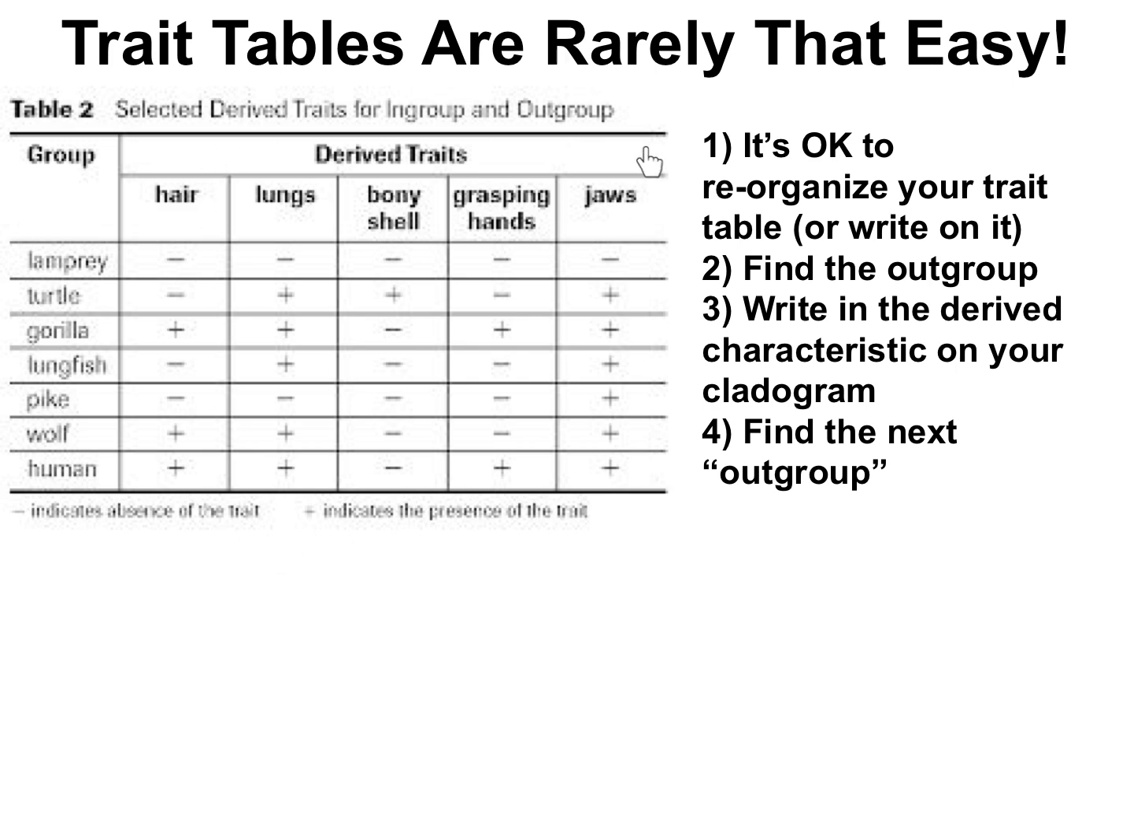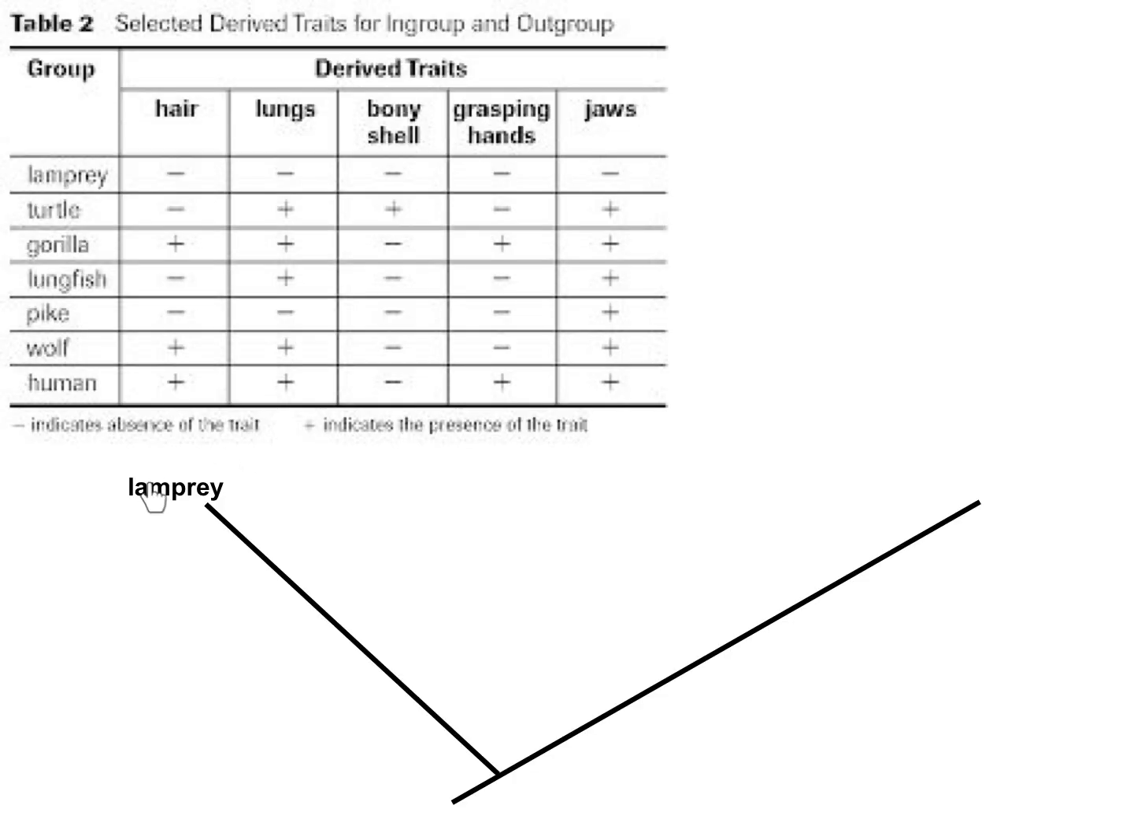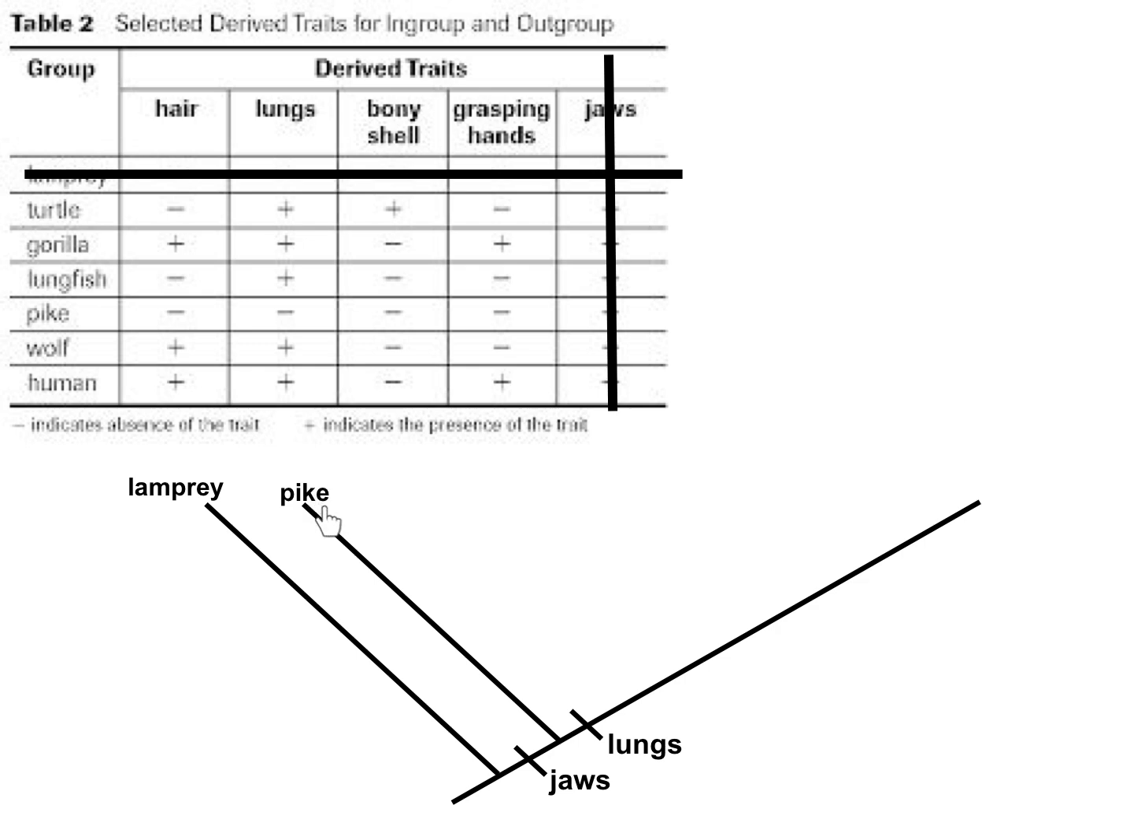Check this one out. Right away, I noticed that lampreys are the outgroup with all of these minuses, so let's start there. Here we go. Now, all the other species have jaws, so get jaws on that cladogram, and then let's cross out what we've used. So jaws, and then right on the cladogram, now pike sticks out as the next outlier. Pike is the only species without lungs. So get pike and lungs on that cladogram and cross out that data to make things easier to see.